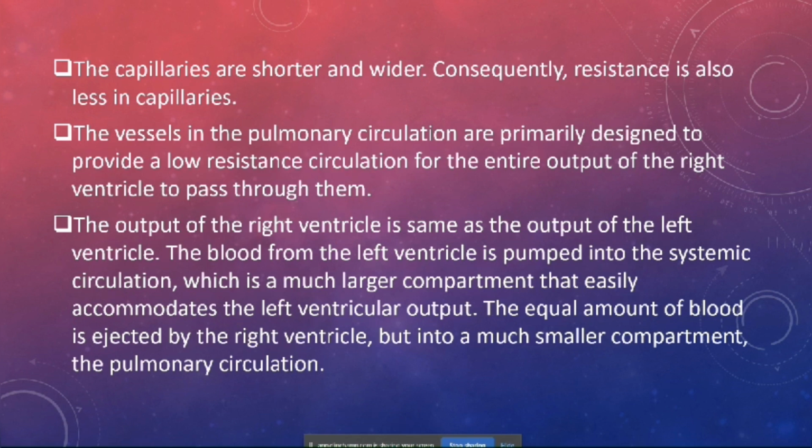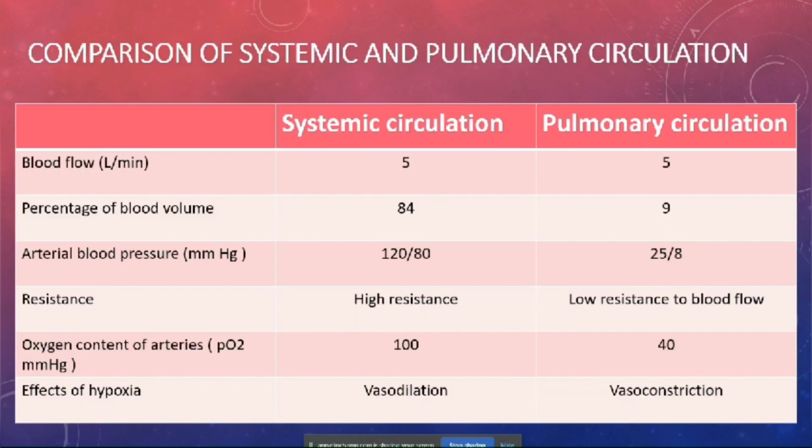The vessels in the pulmonary circulation are primarily designed to provide a low resistance circulation for the entire output of the right ventricle to pass through them. The output of the right ventricle is the same as the output of the left ventricle. The blood from the left ventricle is pumped into the systemic circulation, which is a much larger compartment that easily accommodates the left ventricular output. An equal amount of blood is ejected by the right ventricle but into a much smaller compartment, the pulmonary circulation.